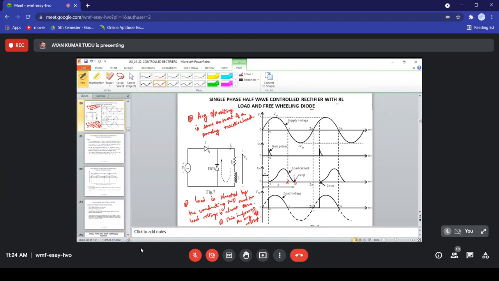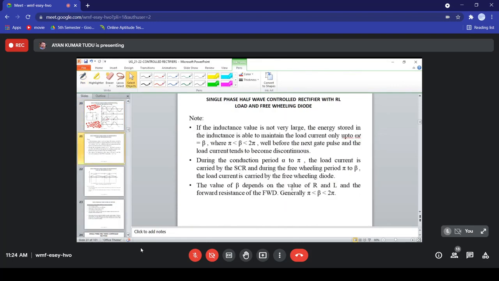The value of beta depends on the value of the resistance, the load inductance and the forward resistance of the freewheeling diode. Generally, the value of beta will lie between pi and 2 pi. Next, this is the waveform of the load current.